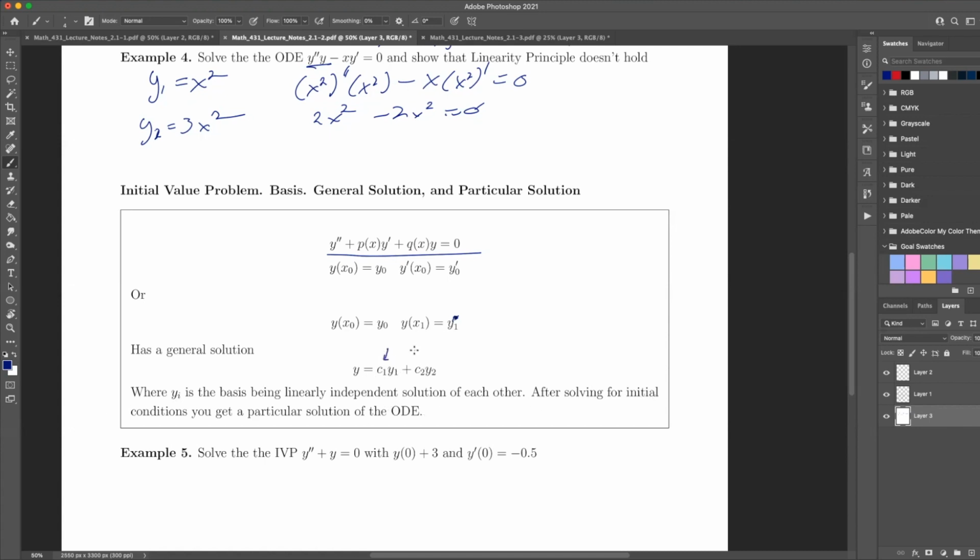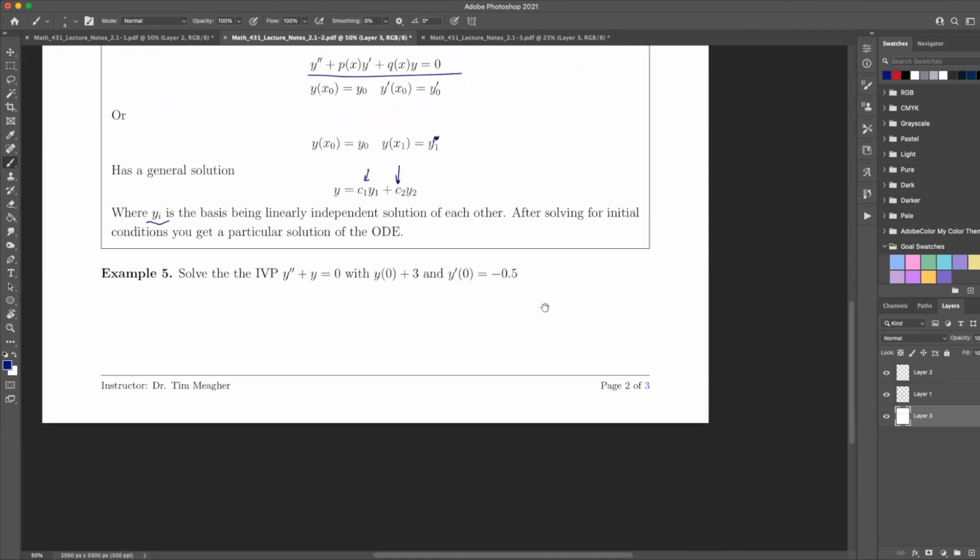So if I actually have values for C1 and C2, that's a particular solution. If I leave it in this form, it's general. Here, the yi form the basis of being linearly independent solutions. And so that means y1 needs to be fundamentally different than y2. And if these two are truly fundamentally different, you should be able to handle any initial conditions you're given. If they're not, it doesn't work out. I'll show you how to get those in a second.